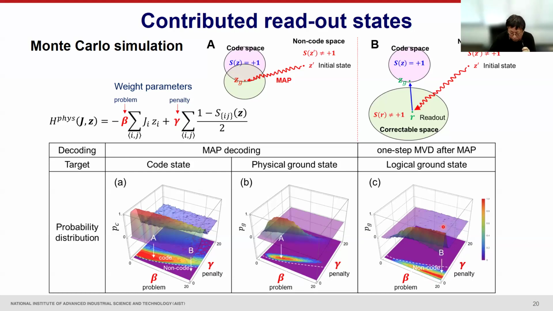And in this case, the efficiency of successful inference was 400 times larger than the MAP decoding. These results suggest that the non-code but correctable readout states contribute to correct inference by majority vote decoding.